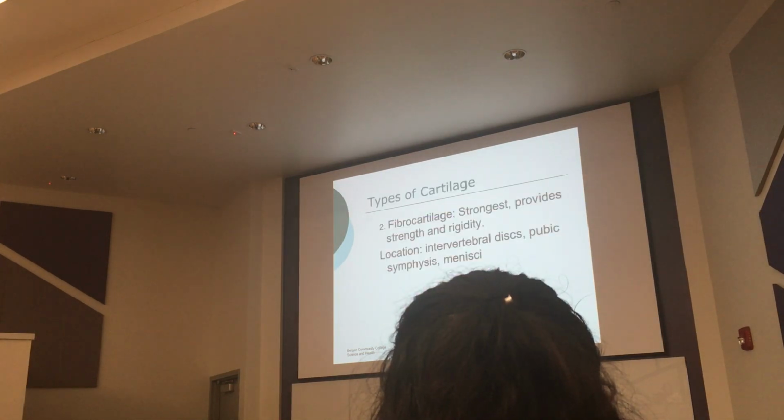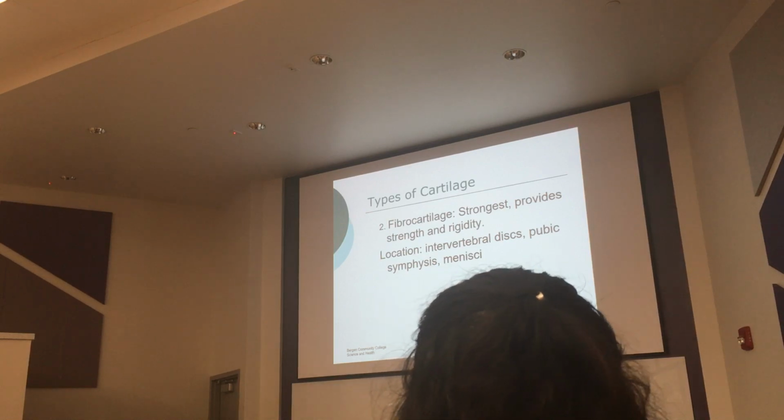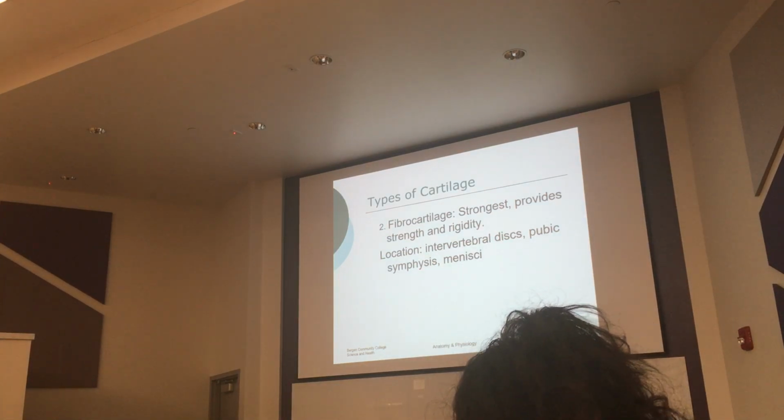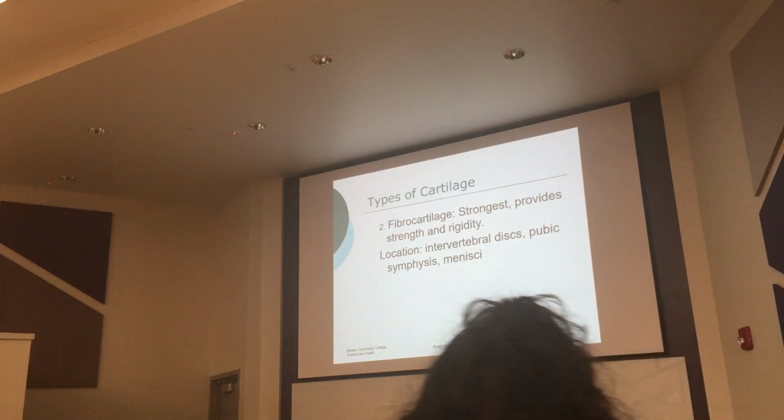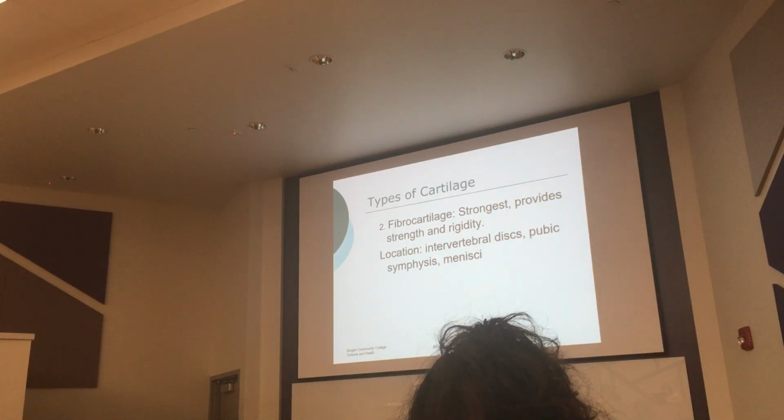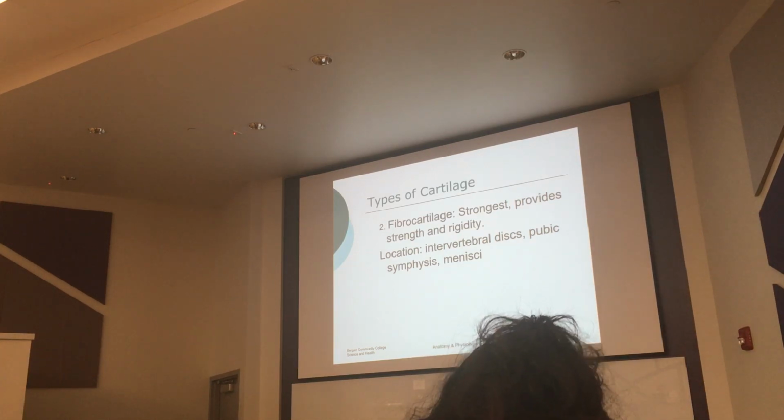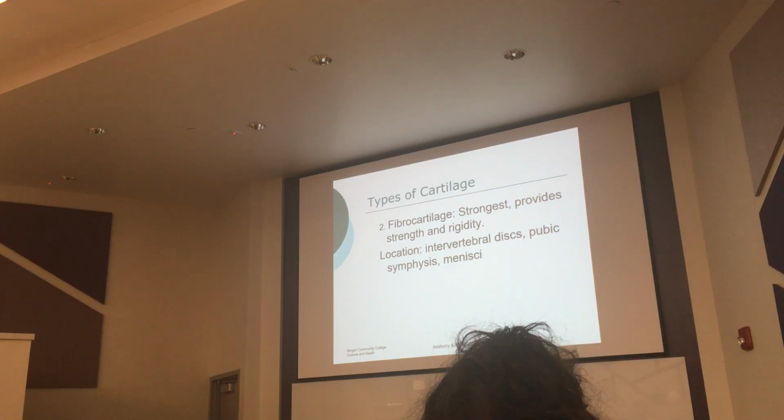All right, next one is fibrocartilage. You've got thick fibers, it's going to be for strength. This is in our intervertebral discs, those little discs in between the vertebrae, your pubic symphysis in between your two pubic bones in the front, and the meniscus in your knee. You have the medial and lateral meniscus in each knee. If you get a type of shearing force, you can tear the meniscus, which is holding up the whole weight of your body. So it's a very mobile joint, but a very unstable joint.